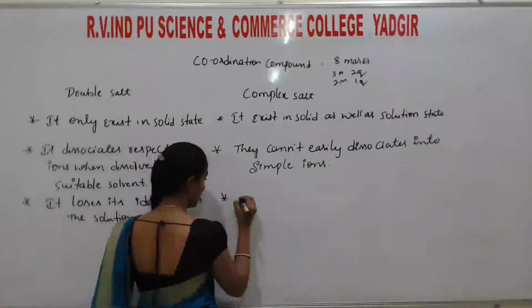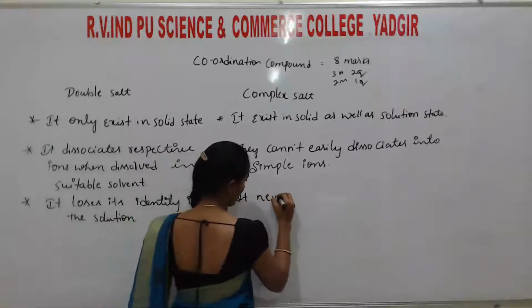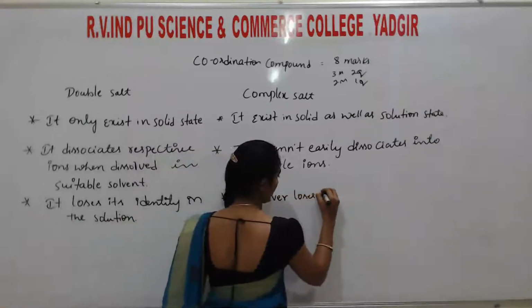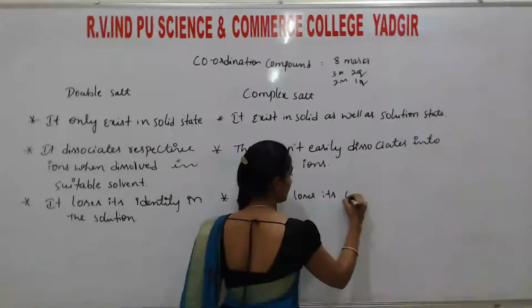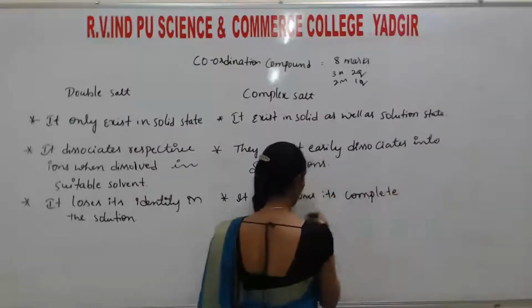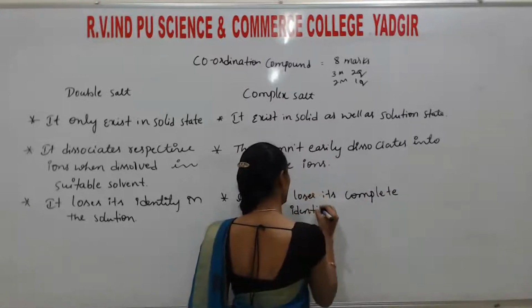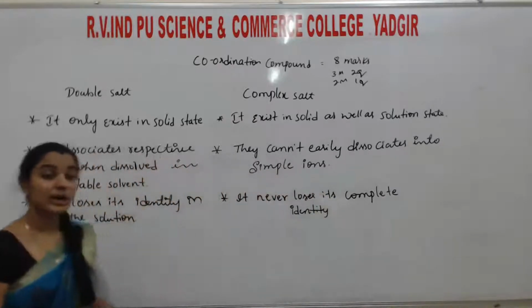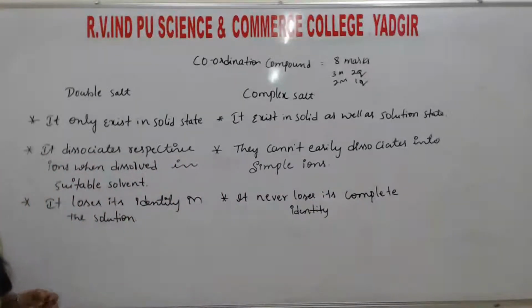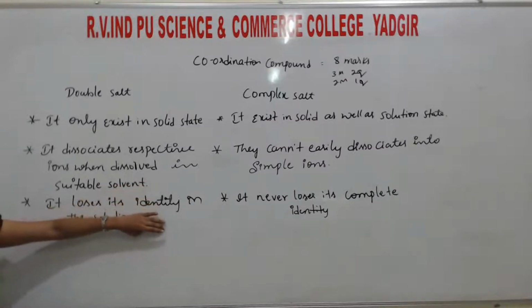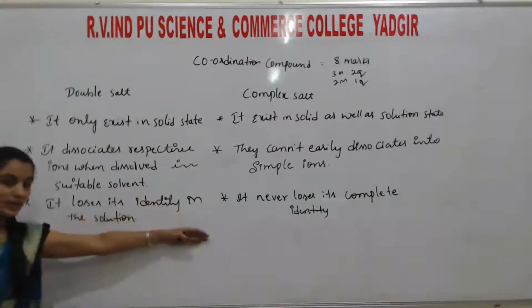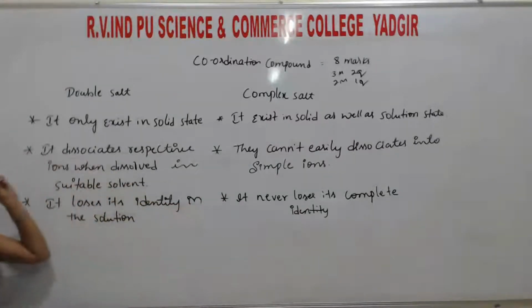So the complex salt never loses its complete identity. Remember, I am mentioning here, it never loses its complete identity. It loses its identity, but not completely, because the formation of the complex ion will take place. Thus it results in what? It shows at least some amount of identity. Okay.